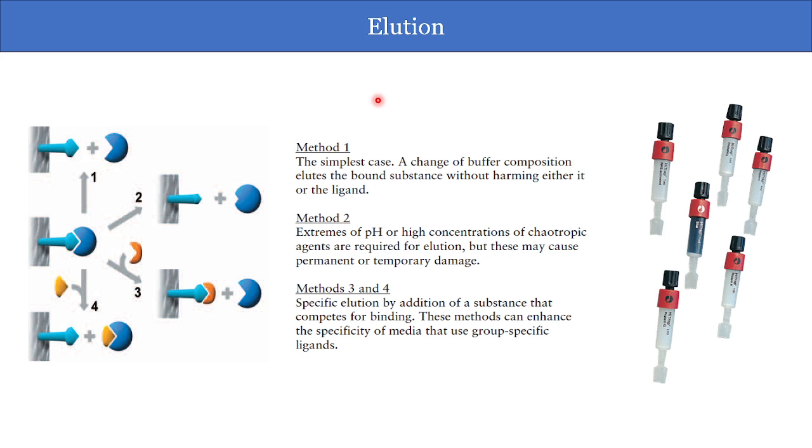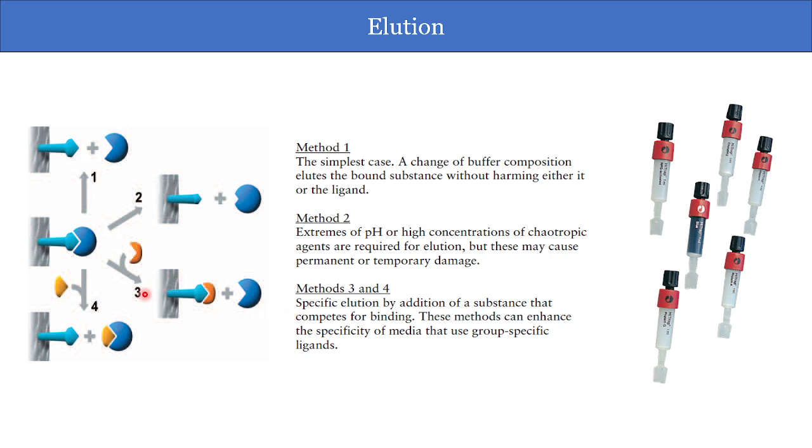Next, for the elution, the simplest case is that we change the buffer composition that elutes the bound substance without harming either the protein or the ligand. Then extremes of pH or higher concentration of chaotropic agents are required for elution, but they can cause permanent or temporary damage to your protein of interest.